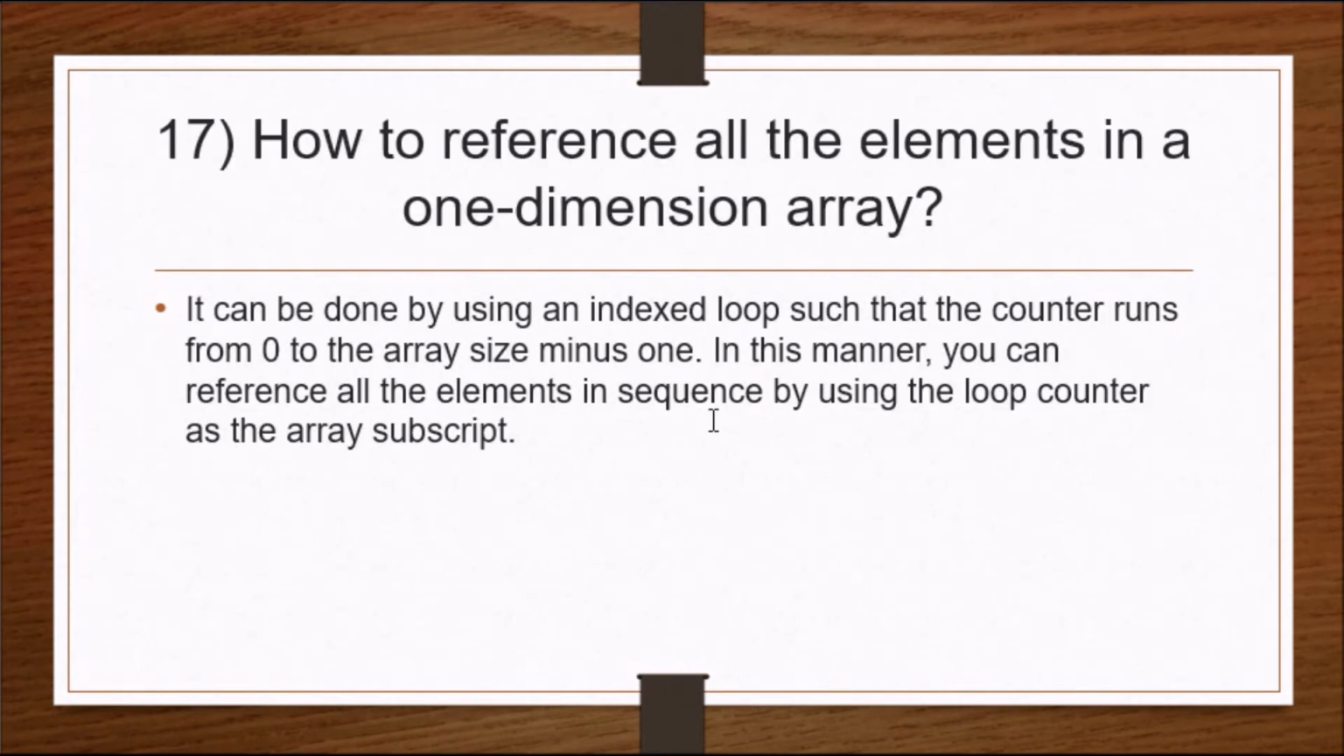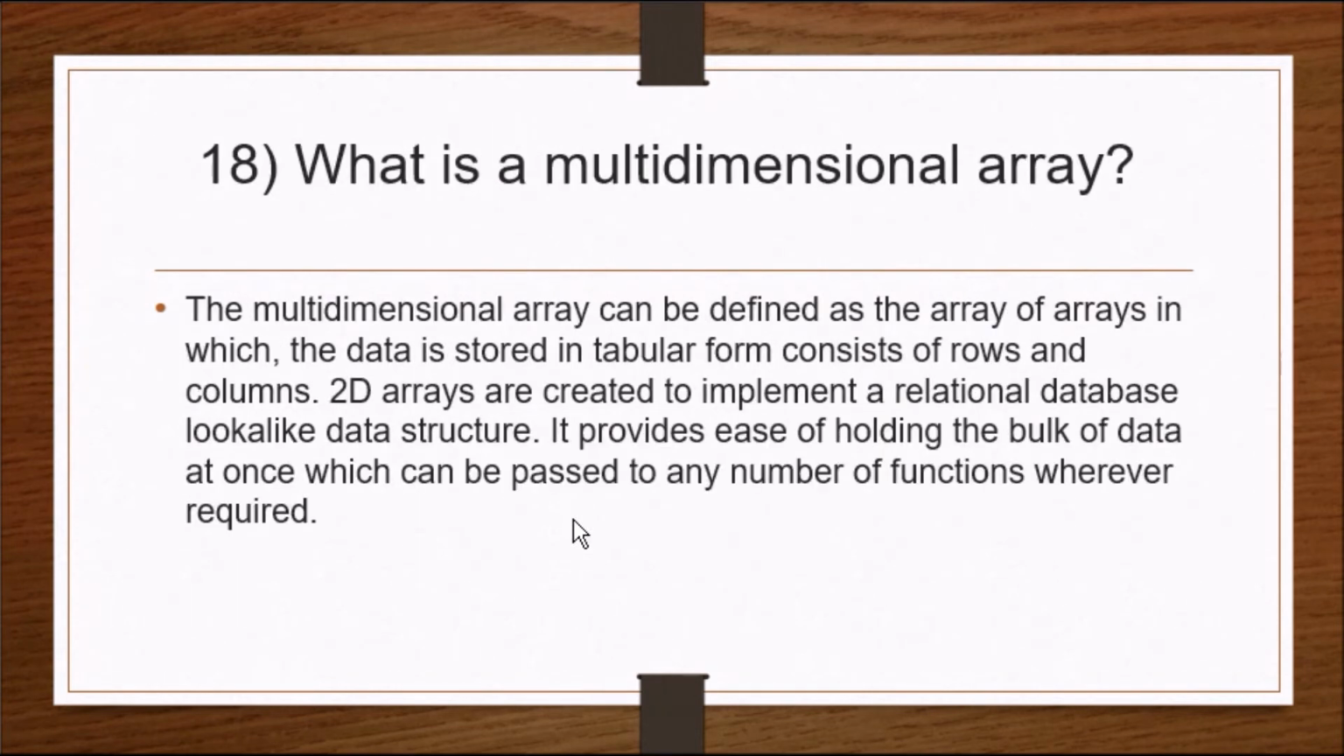Okay. Next question is how to reference all the elements in a one-dimensional array. It's also an important question in data structure. Answer is it can be done by using an index loop such that the counter runs from 0 to the array size minus 1. Okay. Suppose your array size is n. So the counter runs from 0 to n minus 1. In this manner, you can reference all the elements in sequence by using the loop counter as the array subscript.